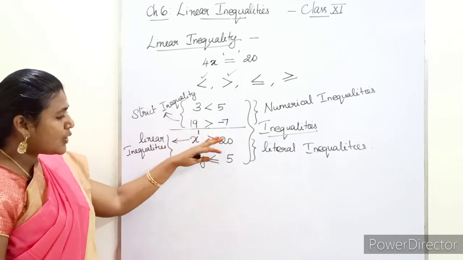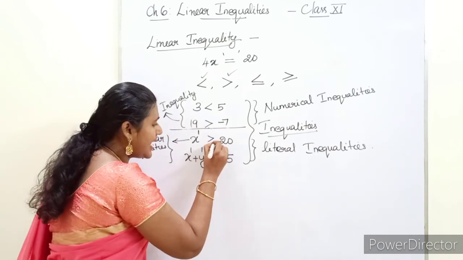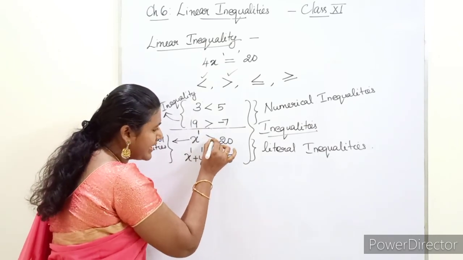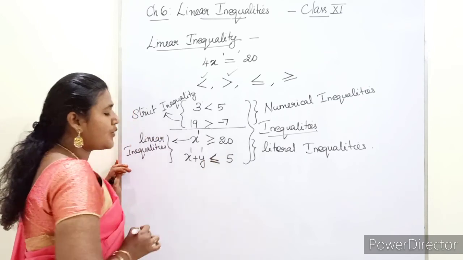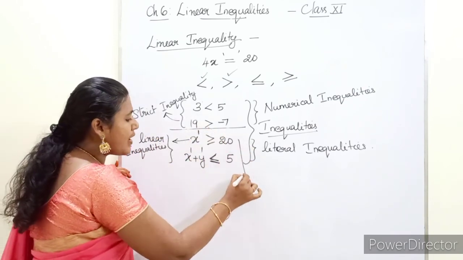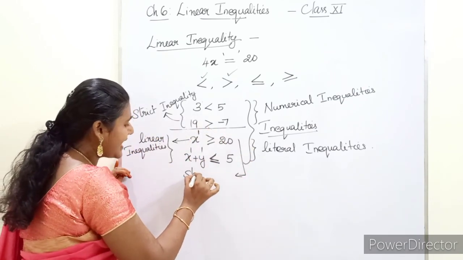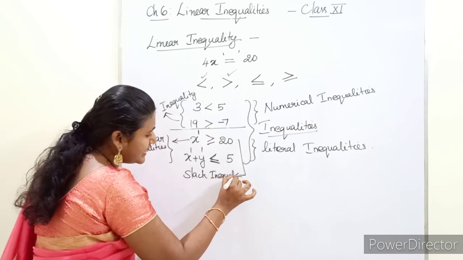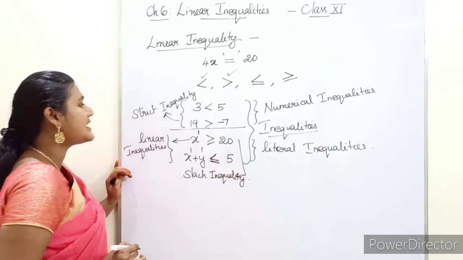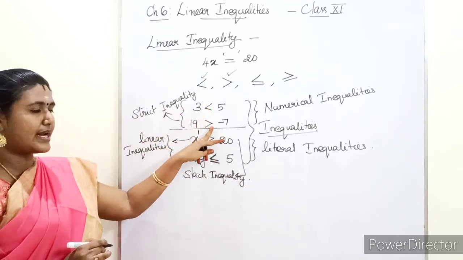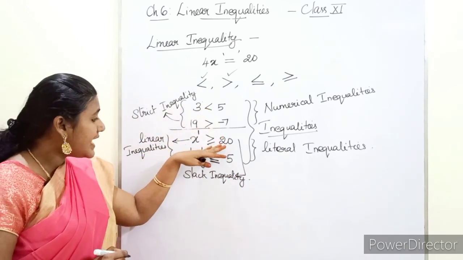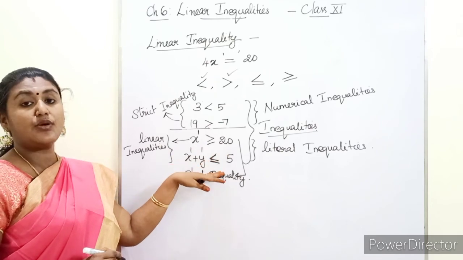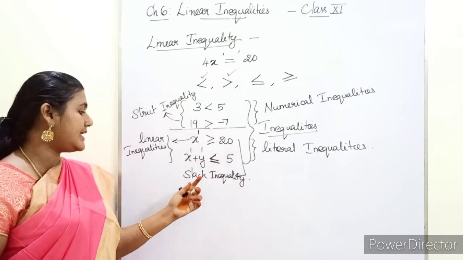In these two inequalities, we have less than or equal to, or greater than or equal to. So these inequalities we can call slack inequality. So, strict inequality and slack inequality. Strict inequality means the less than or greater than symbol. If less than or equal to or greater than or equal to comes in the inequality, then we can call it a slack inequality.